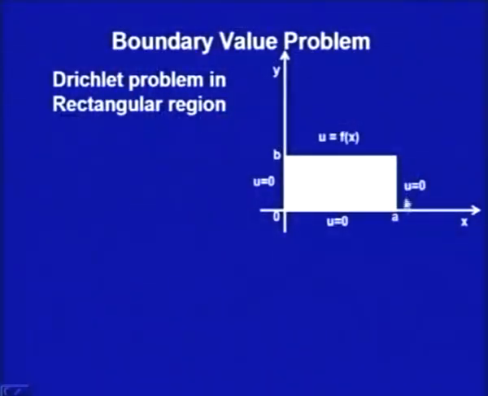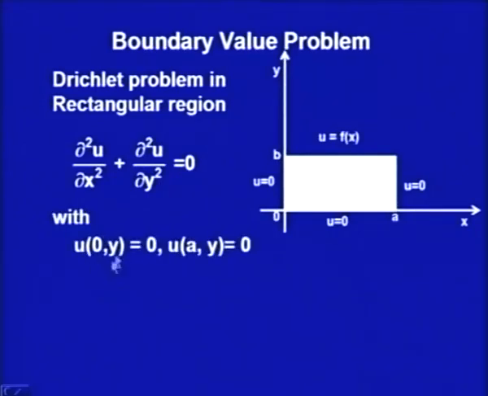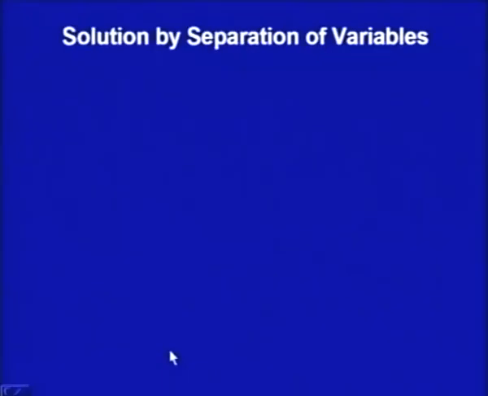This is the region we are talking about, and the boundary conditions are: on three sides of the boundary u is 0, and on the upper side of the boundary it is f(x). So let us pose the problem. We have del 2 u over del x 2 plus del 2 u over del y 2 equal to 0 with boundary conditions u(0,y) is 0, u(a,y) is 0, u(x,0) is 0, and u(x,b) is f(x). Let us see how to solve it.